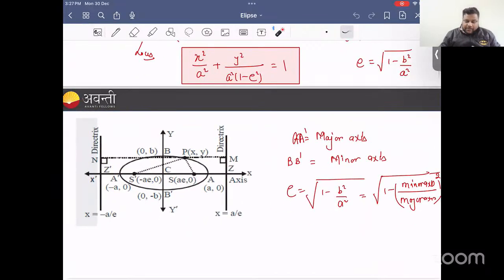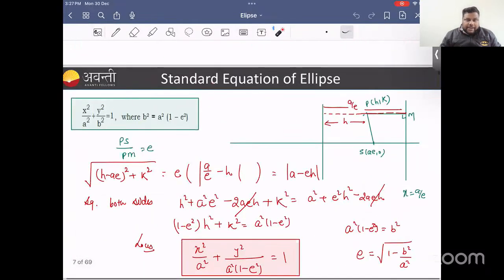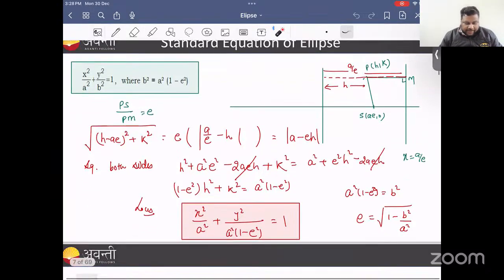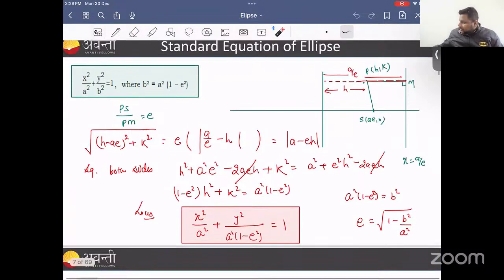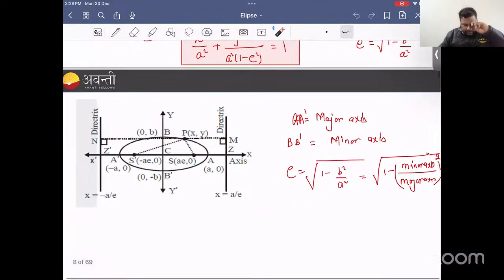So the standard equation became x square upon A square plus y square upon B square equals 1. Have I made my point clear? Now this is the general shape of the ellipse.